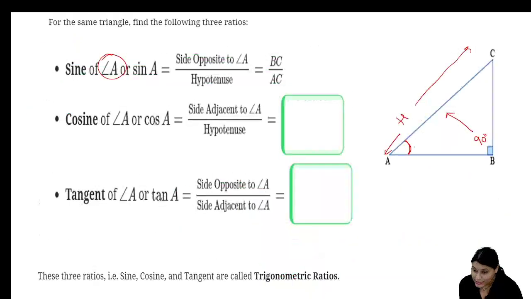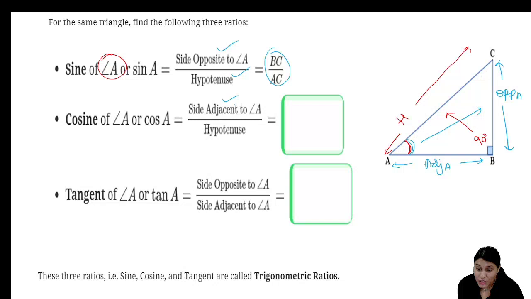Now let's talk about angle A this time. Angle A is touching either the hypotenuse or AB. So this will be called adjacent of angle A, and opposite to angle A is the side BC. So this is called opposite to angle A. Now sine as per the formula is opposite upon hypotenuse, so that will be BC upon AC. Adjacent upon hypotenuse will be AB upon AC. And tangent, opposite upon adjacent, will be BC upon AB. So these three ratios, that is sine, cosine and tangent, are called trigonometric ratios.